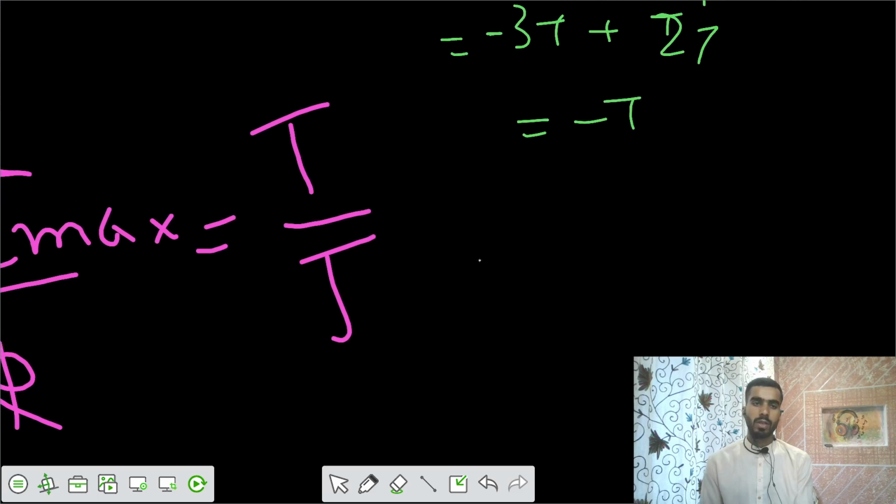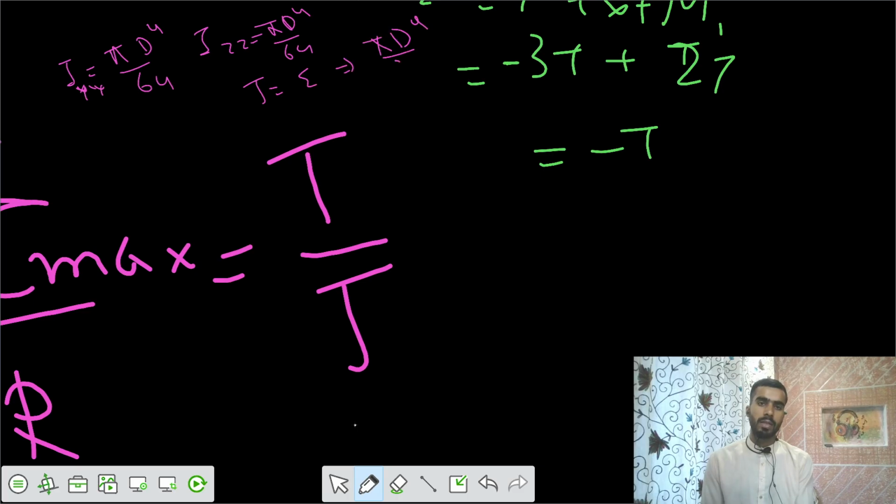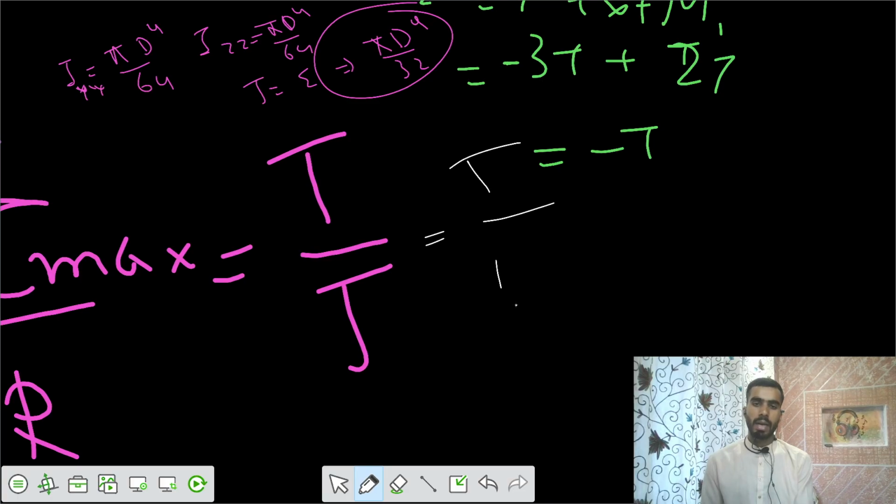The value of J: we know that the value of I equals pi d power 4 by 64, and similarly Iz equals pi d power 4 by 64. Now J is the summation of the two, that means pi d power 4 by 32. So this is your J. If you substitute the value of J here, that means T by pi d power 4 by 32.